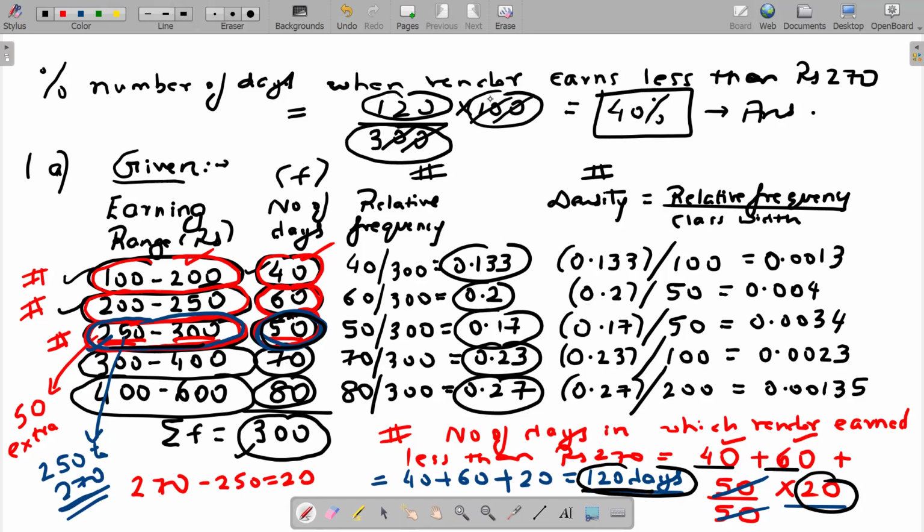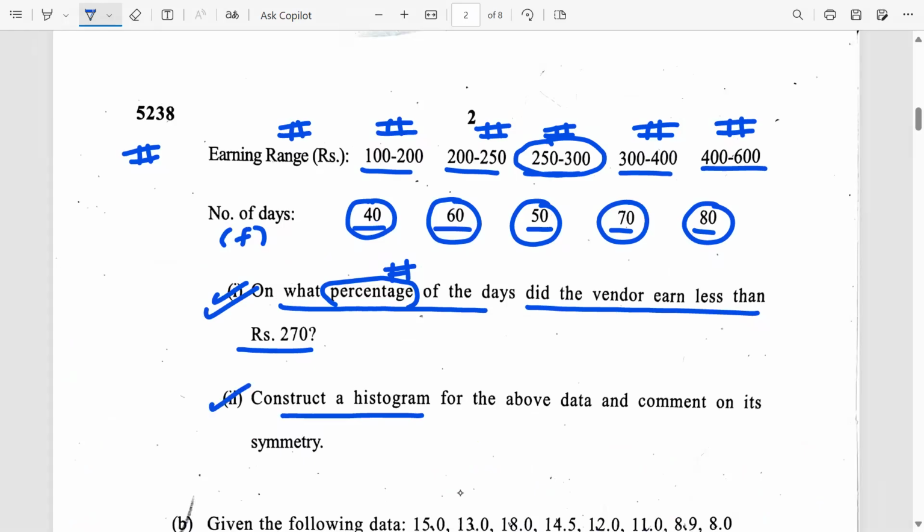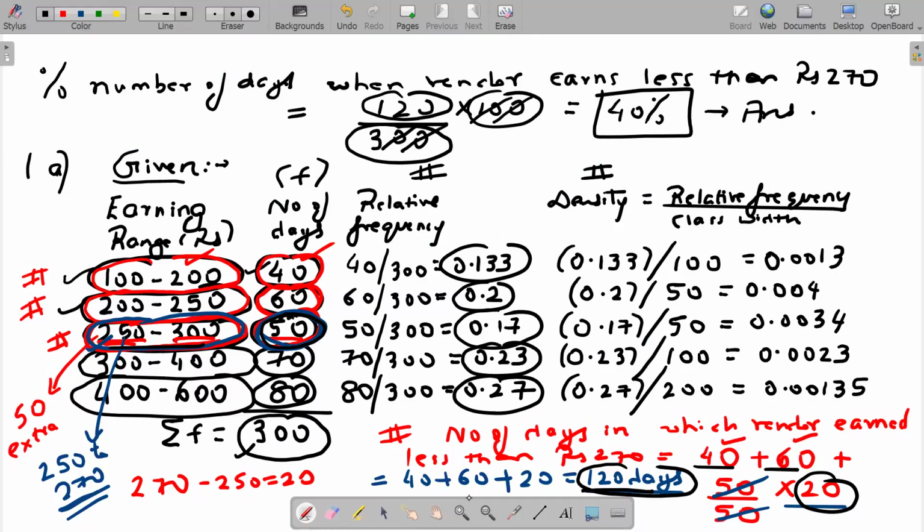So now coming back to the question paper, construct a histogram for the above data and comment on its symmetry. Now to plot the histogram, what do I need to plot? I need to plot the earnings on the x-axis and the density. I am repeating it again. What was the need to calculate density? We calculated the density because we had class intervals with unequal class widths. I am writing this on the top just for clarity.